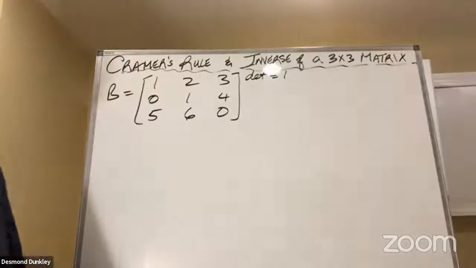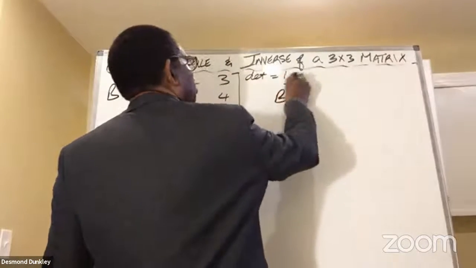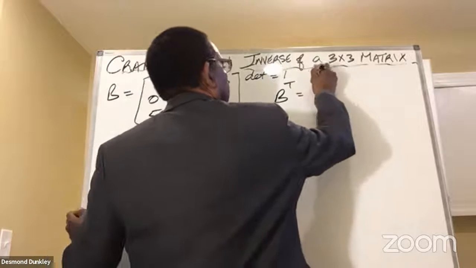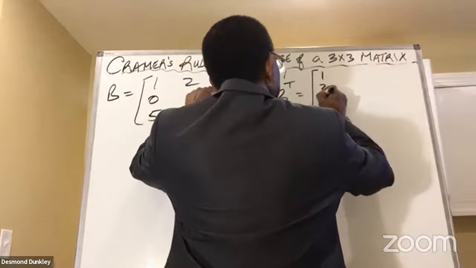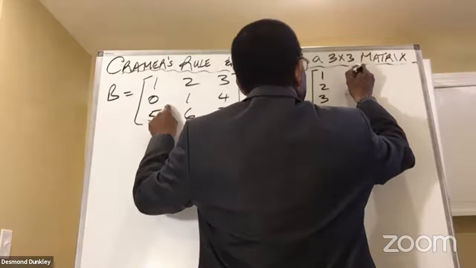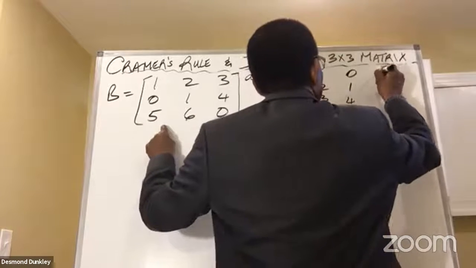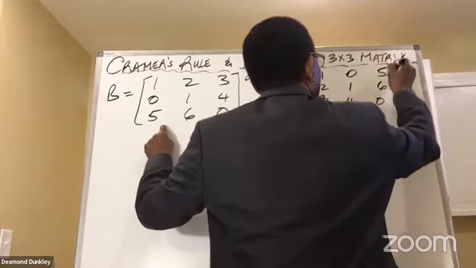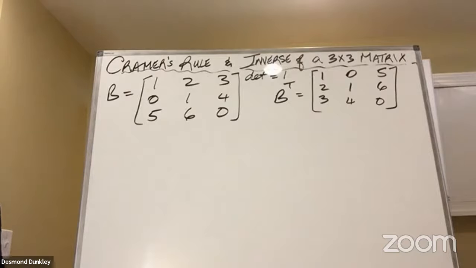So the first step we're going to do is transpose the matrix. So B transpose will be equal to, the first row becomes the first column, the second row becomes the second column, the third row becomes the third column. Okay? And then we said that from there, we're going to make the matrix of minors.